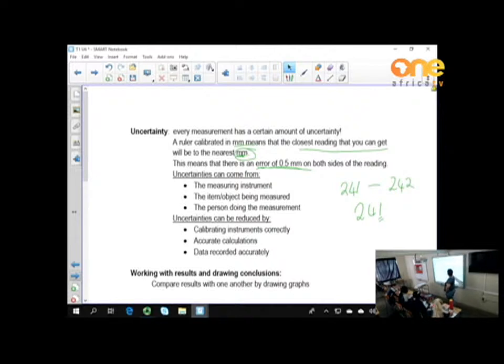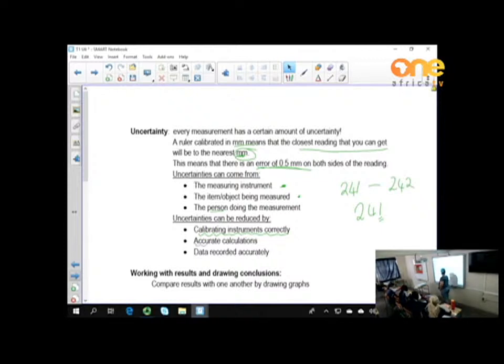The uncertainties come first and foremost from the measuring instrument, then the object being measured, if it's not standing still or if it's a very soft material with not a well-defined edge. There are certain factors that can make it difficult to measure things. And then the person doing the measurement: if he knows what he's doing, there should be smaller errors than if he doesn't. Uncertainties can be reduced by calibrating instruments correctly. For example, if I work with the balance in the chemistry lab and I want to measure the mass of a specific substance, I zero the balance before I put the substance on it.